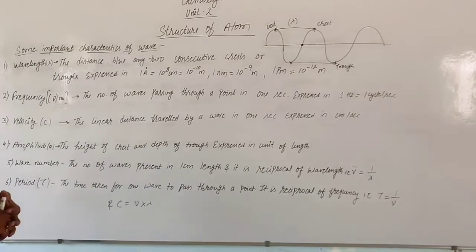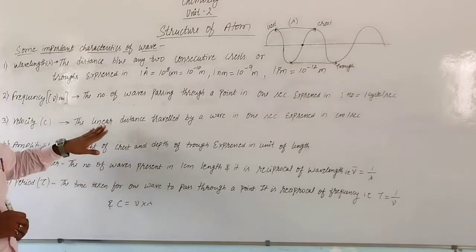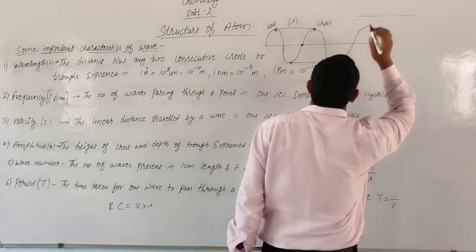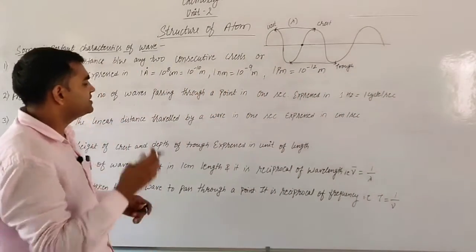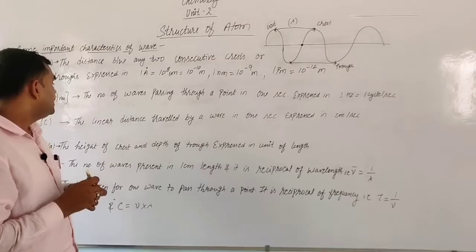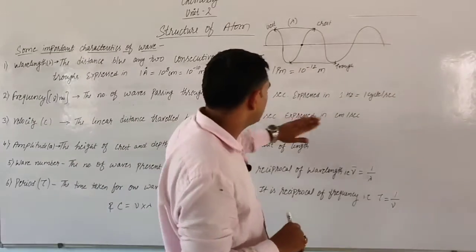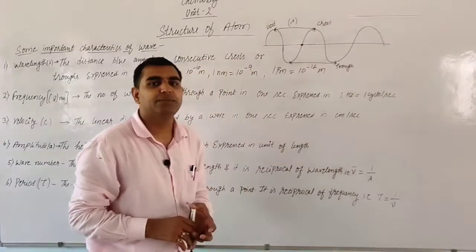Third is velocity. Velocity is denoted by c, and velocity is the linear distance traveled by any wave in 1 second. The total linear distance traveled by a wave in 1 second is known as velocity, and it is expressed in centimeter per second.